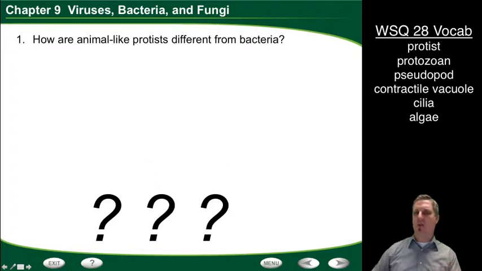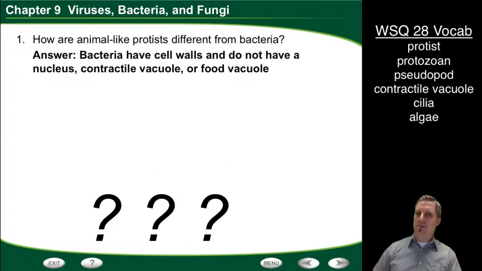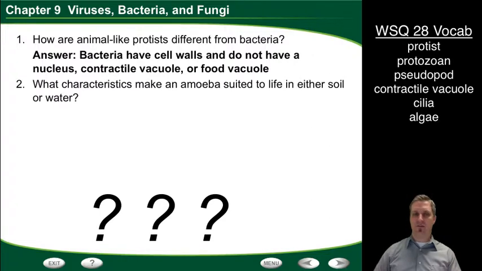Let's ask, so how are animal-like protists different from bacteria? Remember, bacteria have cell walls, but they don't have a nucleus or a contractile vacuole or a food vacuole. Animal-like protozoa all have those. They have a nucleus, they have contractile vacuoles, and they have a food vacuole.